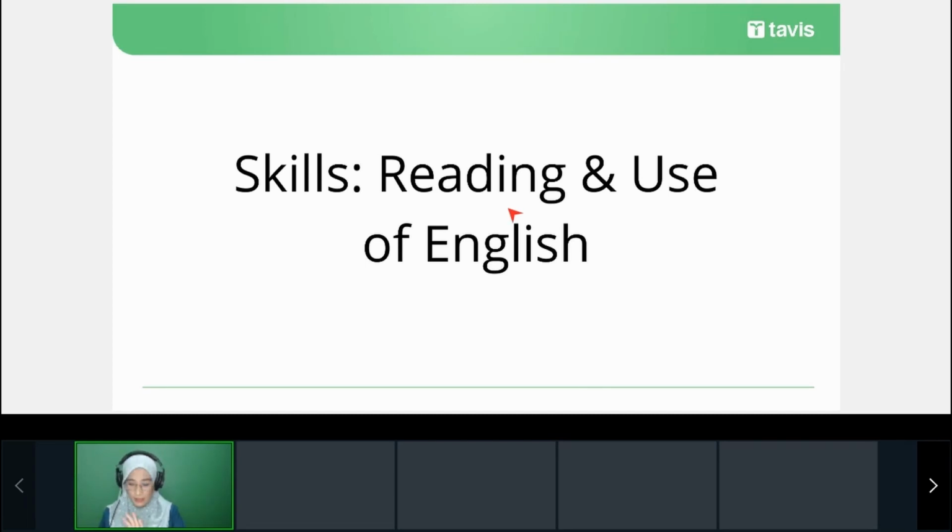Now, yesterday, let's just do a bit of recap. Yesterday we did another part of reading and use of English, which is part one. Part one is all about short text. Yesterday I was talking about how to tackle the questions, how to identify and know this is the exact answer for you to get the right one.